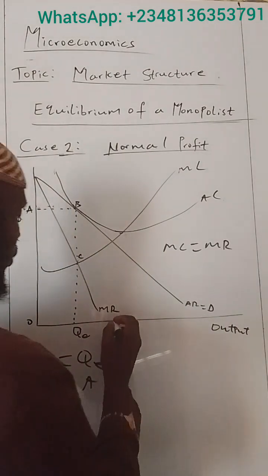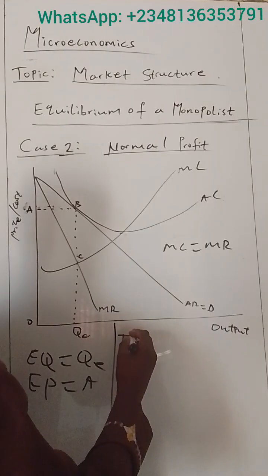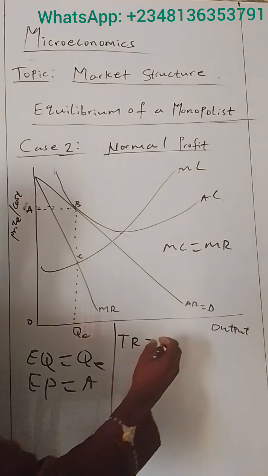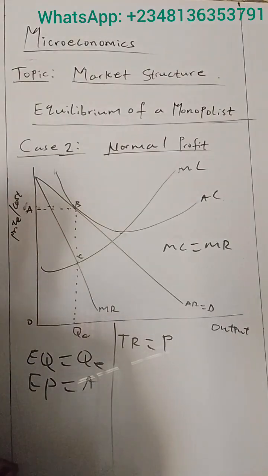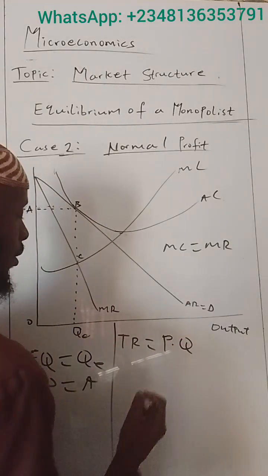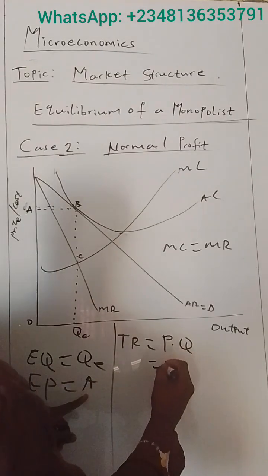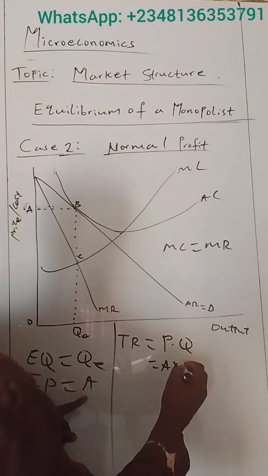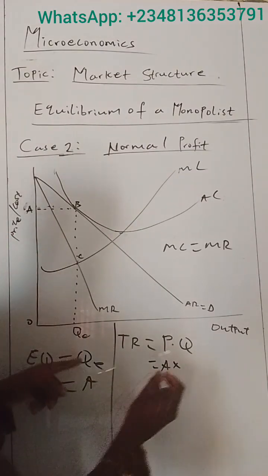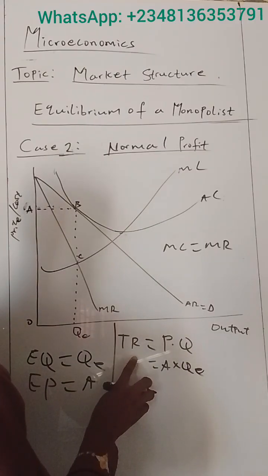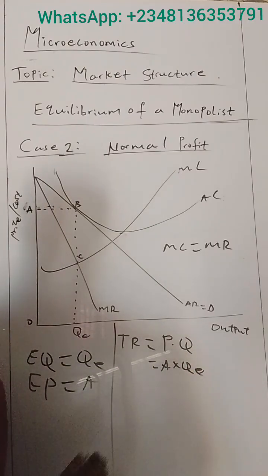Now, how do we compute total revenue of the firm? The general revenue formula is P multiplied by Q. So now, what is our P here? Our P at equilibrium is A, multiplied by our Q at equilibrium, which is QE. So meaning that our revenue at equilibrium is A multiplied by QE.